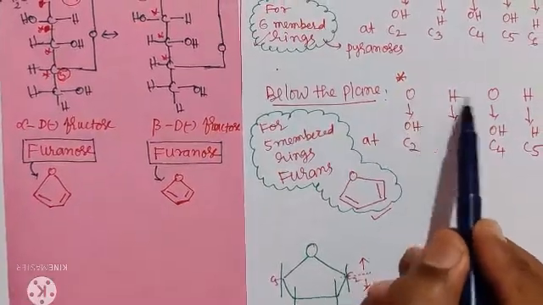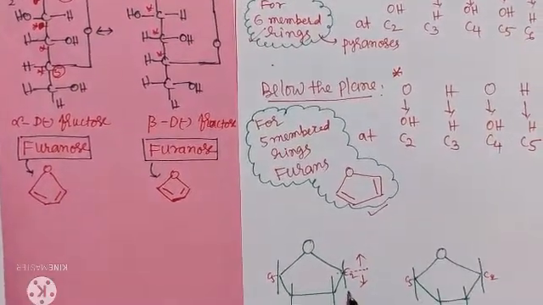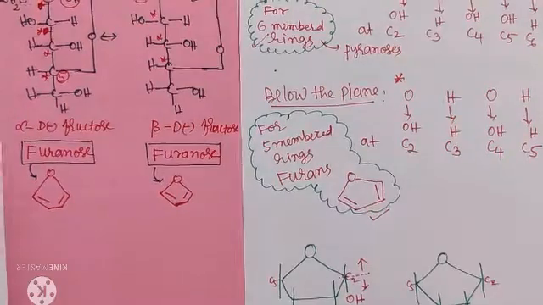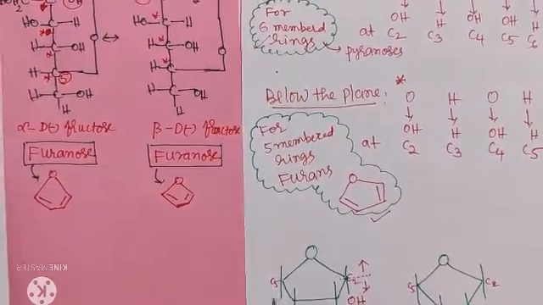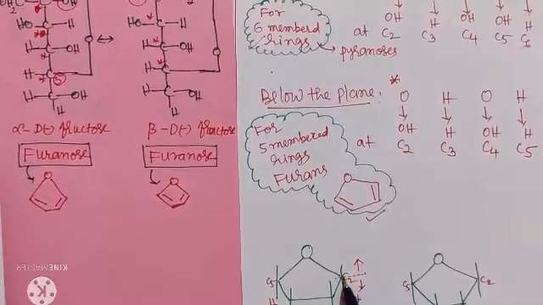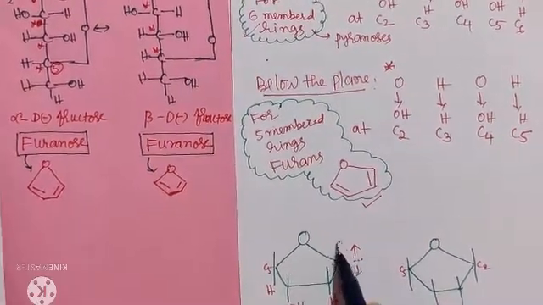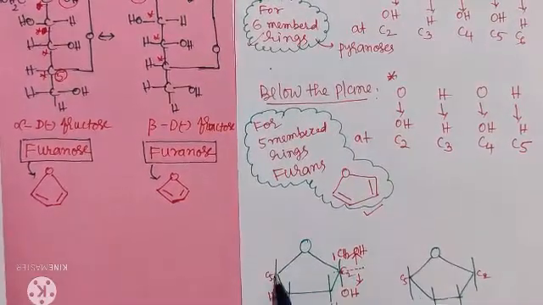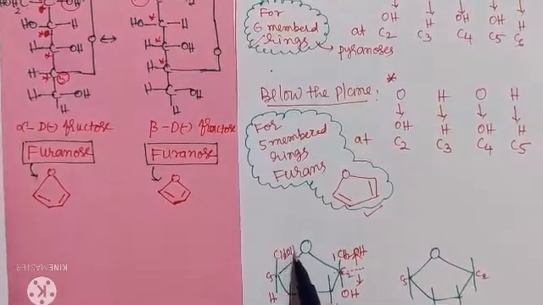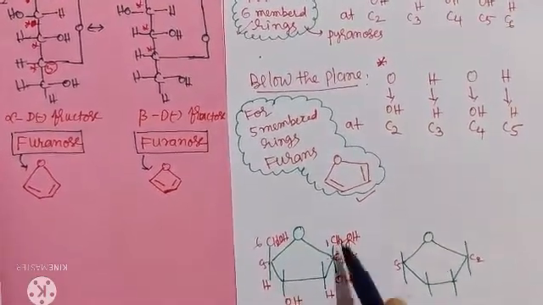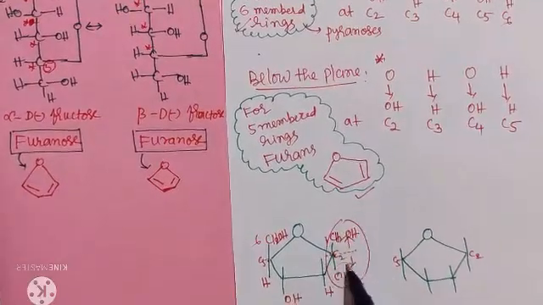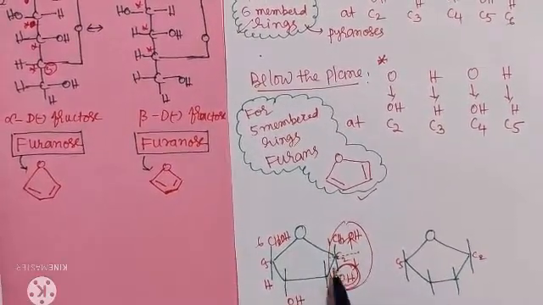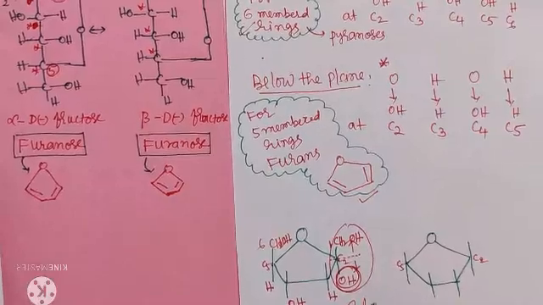See here, OH. Now at the second carbon atom, OH. Then the third carbon atom is H. Then the fourth carbon atom is OH. Then the fifth carbon atom is H. Here the second carbon atom is there, and we want the first carbon atom, that is CH2OH. First, 1, 2, 3, 4, 5. Now here also CH2OH. Clear. The sixth carbon atom it is. Now it is the alpha form, because at the C2 carbon atom the OH group is present below the plane. That's why it is the alpha form.